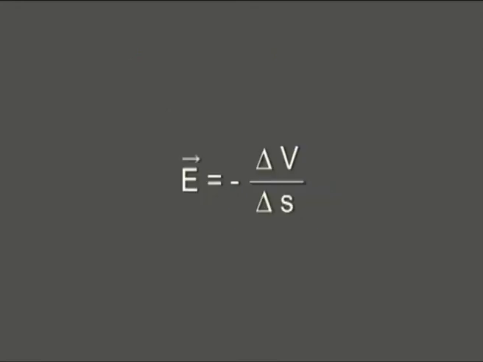The relation E equals negative of delta V by delta S is also consistent with the fact that positive charges accelerate in the direction of decreasing electric potential, while negative charges accelerate in the direction of increasing electric potential.